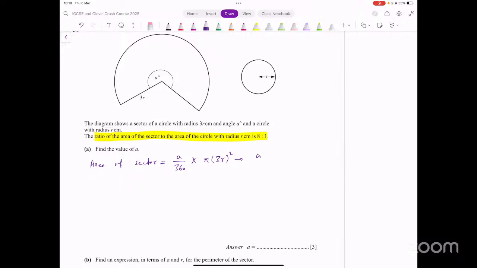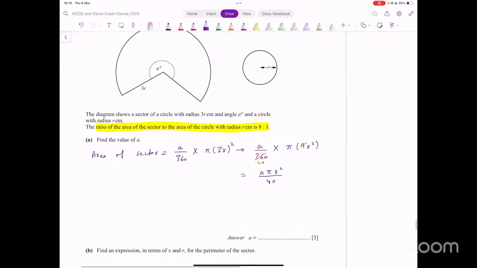A over 360 times 3 squared is 9. So pi into 9r squared. Let's do some cancellation. 36 and 9, you're left with 4 here. So 40, that's 40 basically. This turns out to be A pi r squared divided by 40. All right, that's the area of the sector.